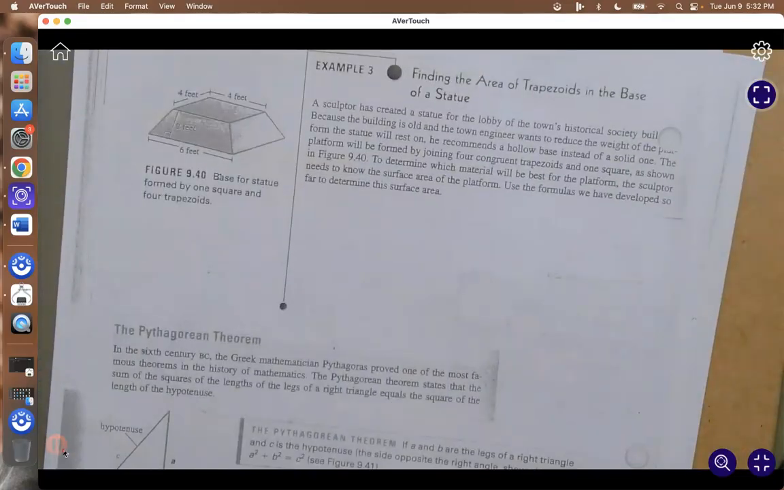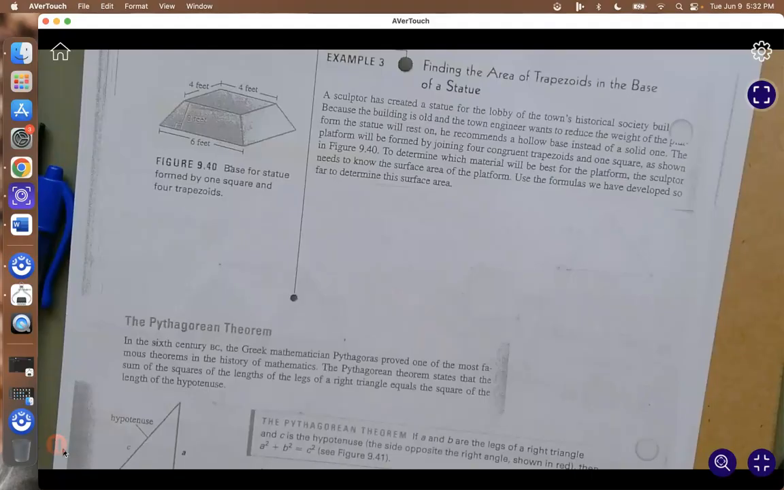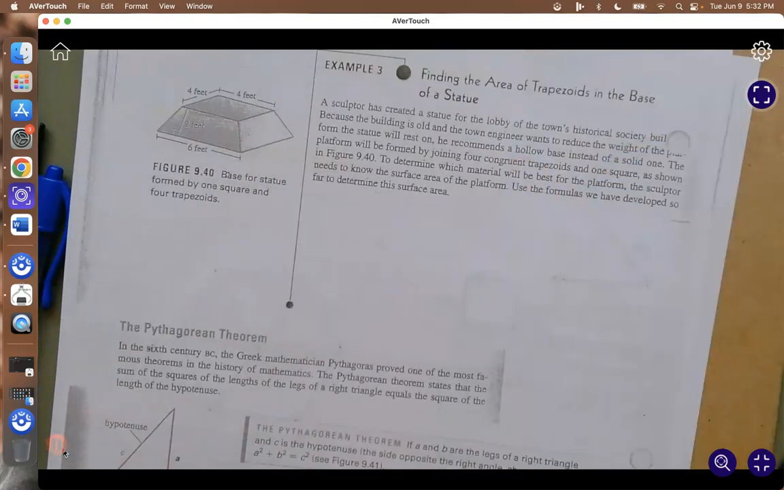so we go to the back side of this, finding the area of the trapezoid. So a sculptor has created a statue for the lobby of the town's historical society building. Sorry, I had a hole punch there. Because the building is old and the town engineer wants to reduce the weight of the platform the statue will rest on, he recommends a hollow base instead of a solid one. The platform will be formed by joining 4 congruent trapezoids in one square as shown in the figure. To determine which materials will be best for the platform, the sculptor needs to know the surface area of the platform. Use the formulas we've developed so far to determine the surface area.